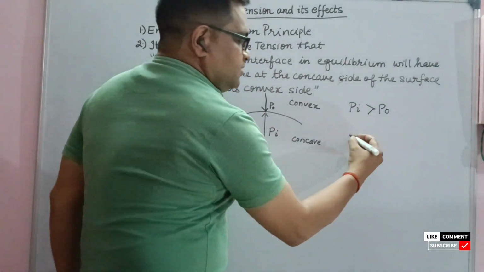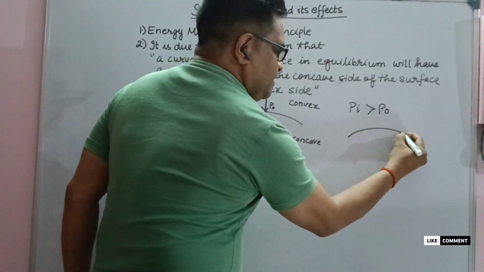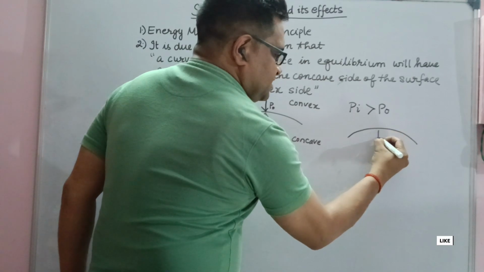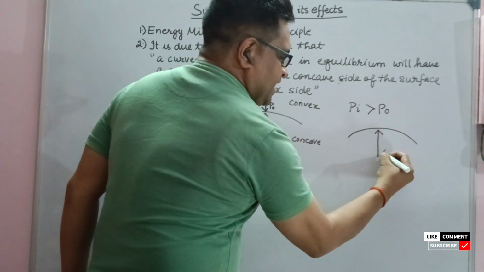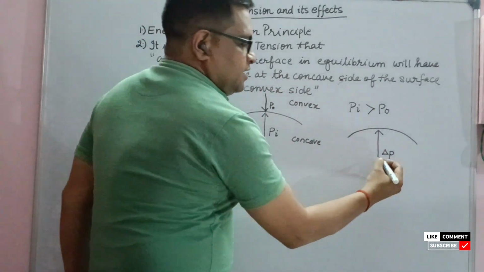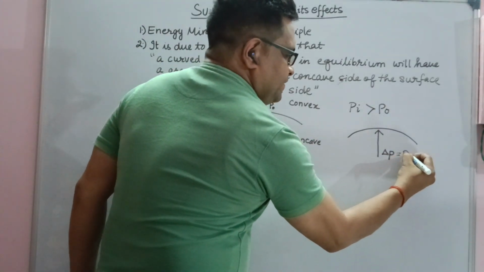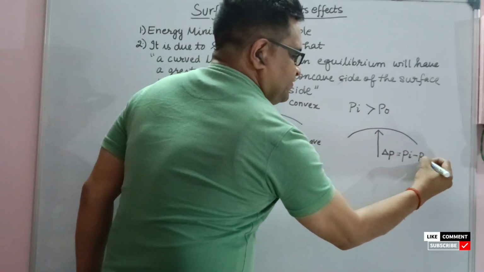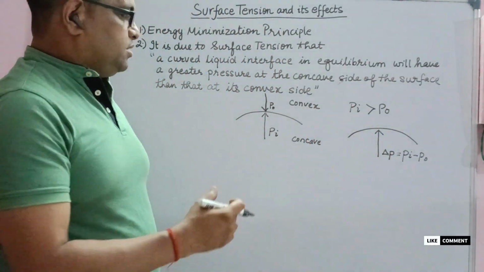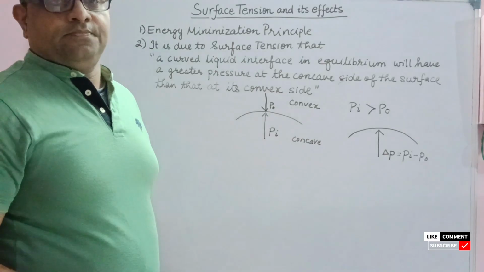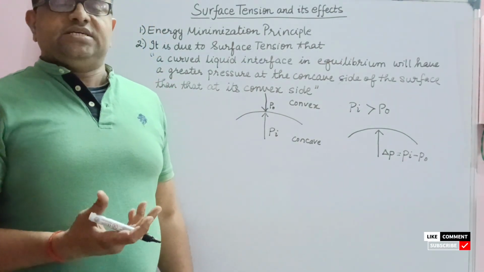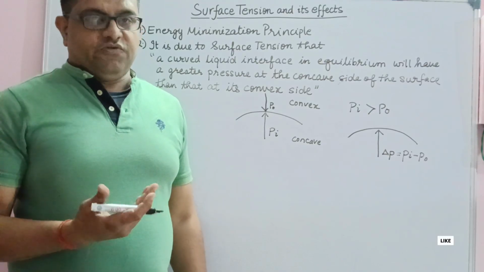Or in other terms, we can also say that there will be a net pressure acting on the curved liquid interface, a difference of pressure, say del P, directed like this. Here del P will be equal to Pi minus P naught, as we have the pressure at the concave side greater than the pressure at the convex side, or the outside. Now, to understand this, we have a very important equation which we call the Young Laplace equation.